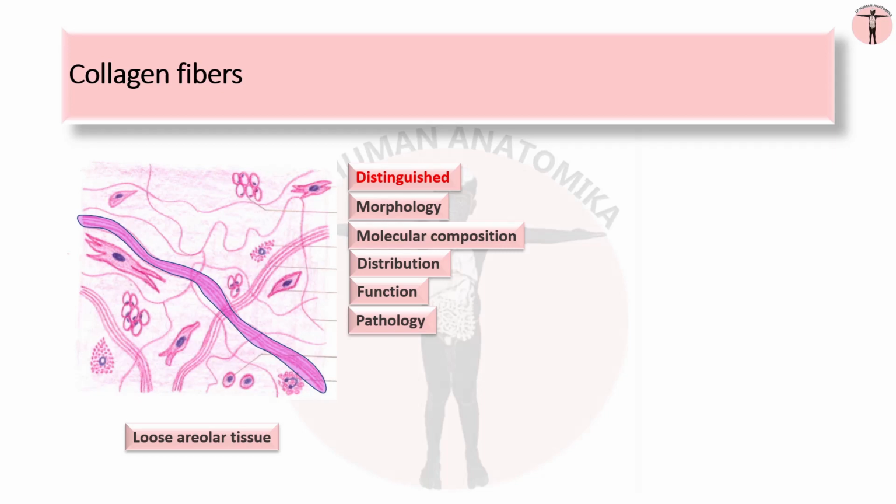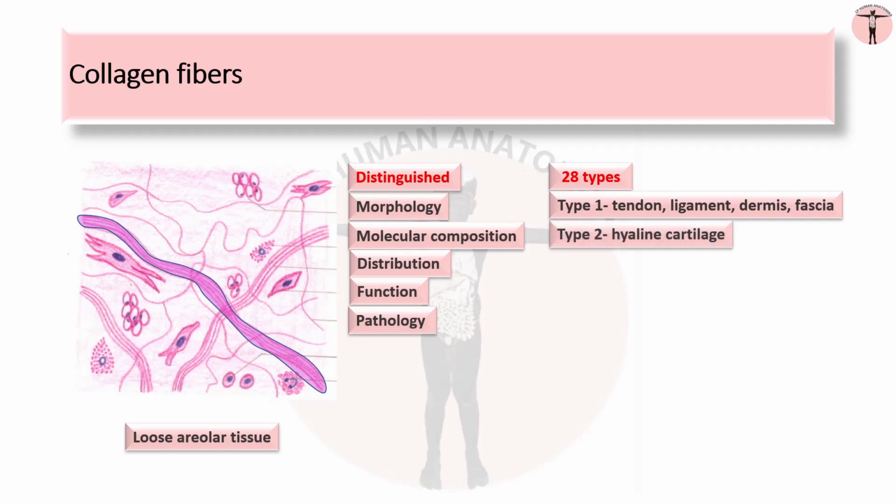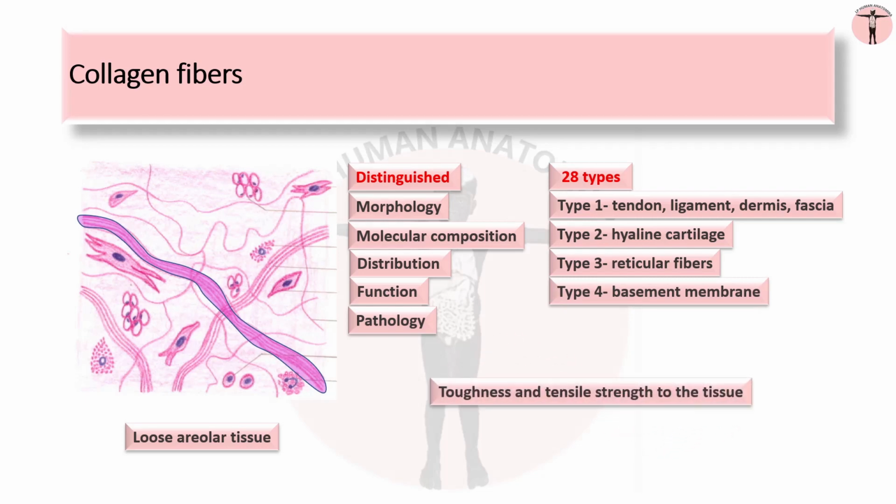There are around 28 types of collagen which are grouped into several categories. The most common forms are type 1, present in tendons, ligaments, dermis, and fascia. Type 2 collagen is present in hyaline cartilage. Type 3 collagen is present in reticular fibers. Type 4 collagen is present in basement membrane. They provide toughness and tensile strength to the tissue.